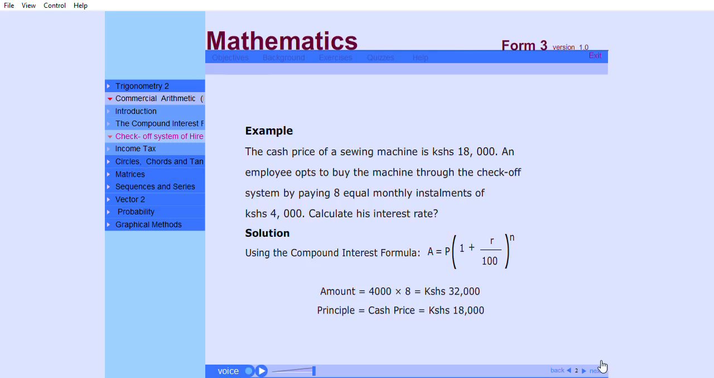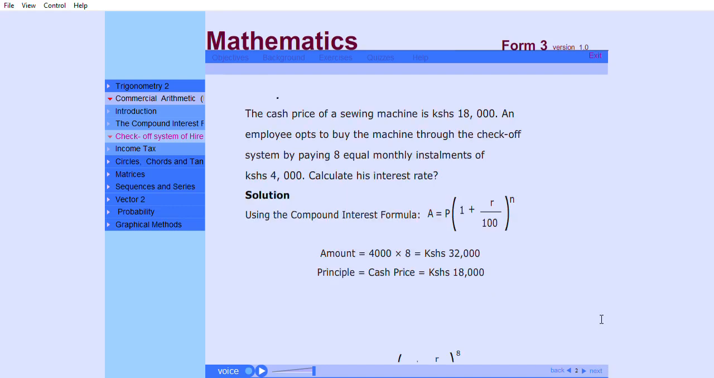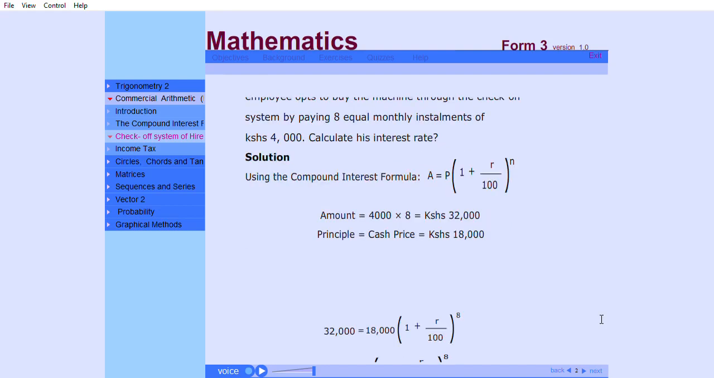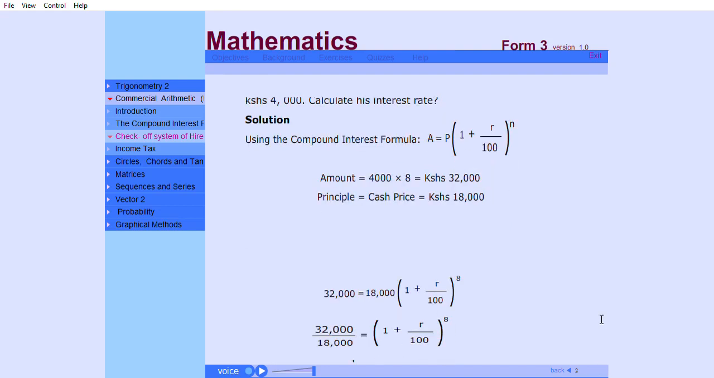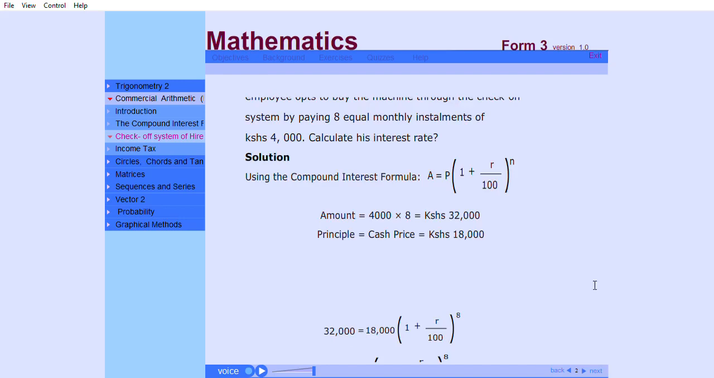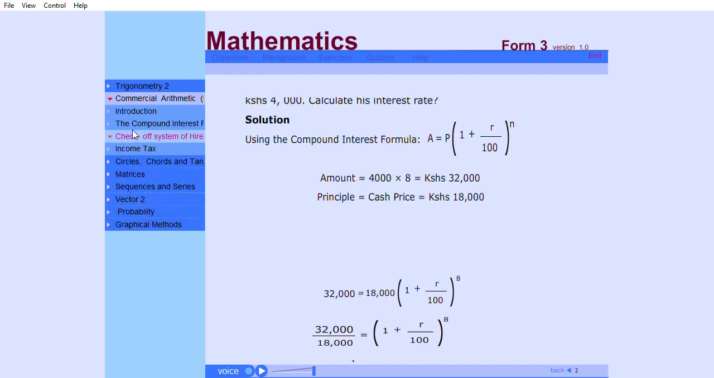Cash price is 18,000 Kenya shillings. Hire purchase installments is 4,000 Kenya shillings multiplied by 8. Using the compound interest formula, amount is equal to principal times, in brackets, 1 plus rate percent raised to power n. Amount is equal to 4,000 multiplied by 8, which gives us 32,000 Kenya shillings. Principal equals the cash price, which is equal to 18,000 Kenya shillings.